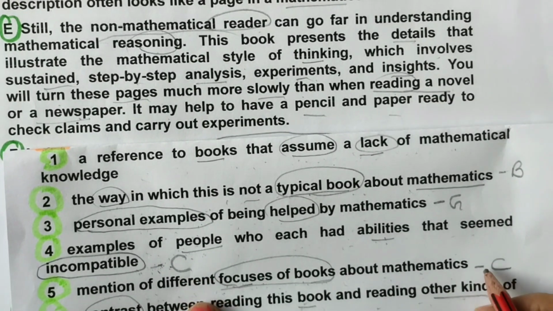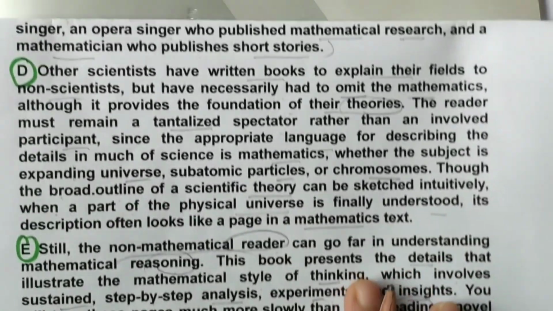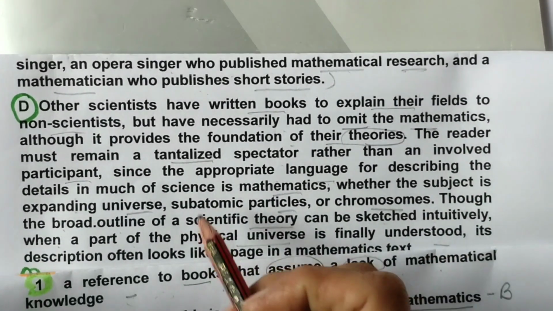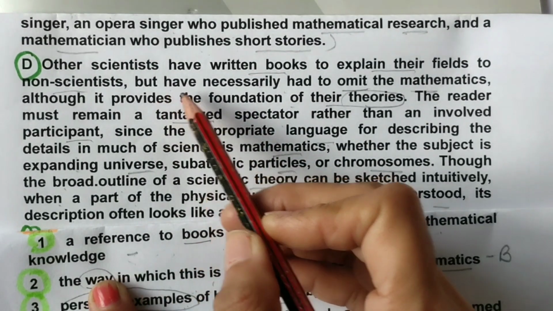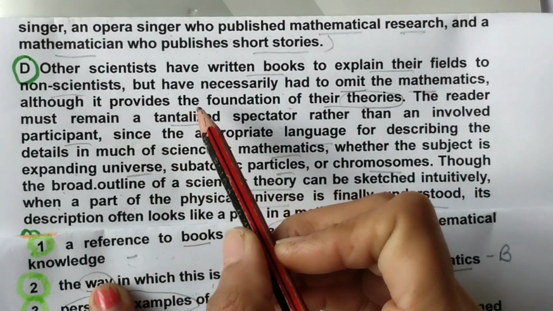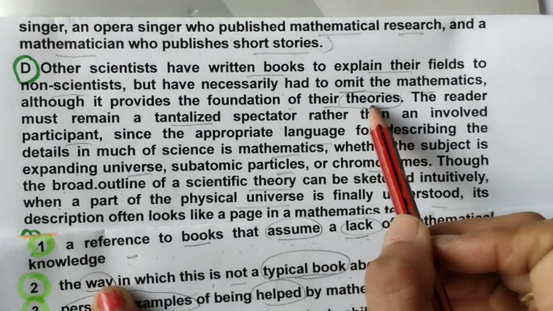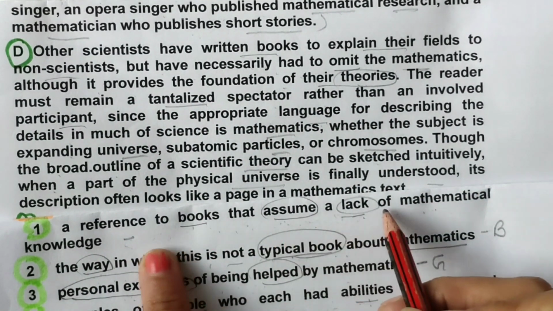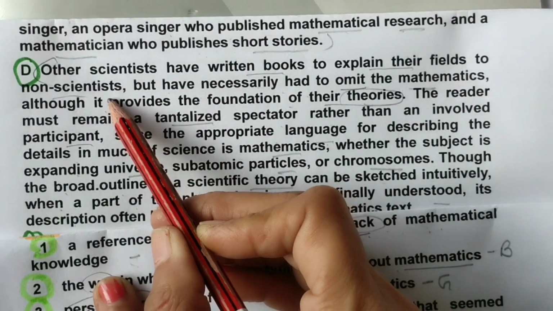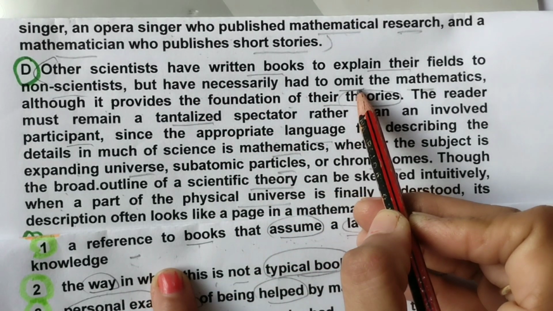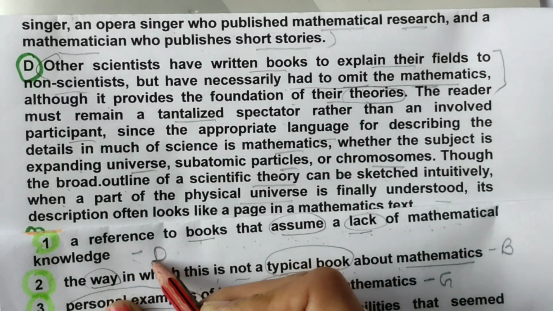Now what is left? Different focus. This is also left. This is also wrong actually. And this also. Let's read D number paragraph once again. Reference to books that assume a lack of mathematical knowledge. Other scientists have written to explain their fields to non-scientists, but have necessarily had to omit the mathematics, although it provides the foundation of their theories. So here they are talking, other scientists have written books to explain their fields to non-scientists, but have necessarily had to omit the mathematics, means lack of mathematical knowledge. This will come with D number paragraph.